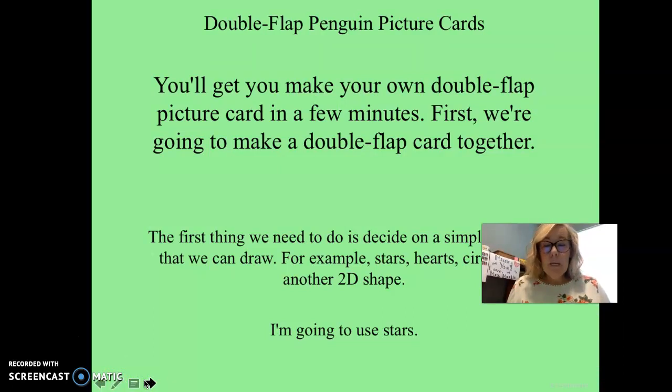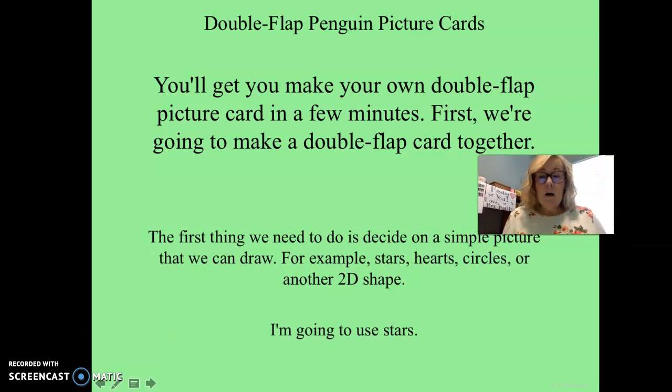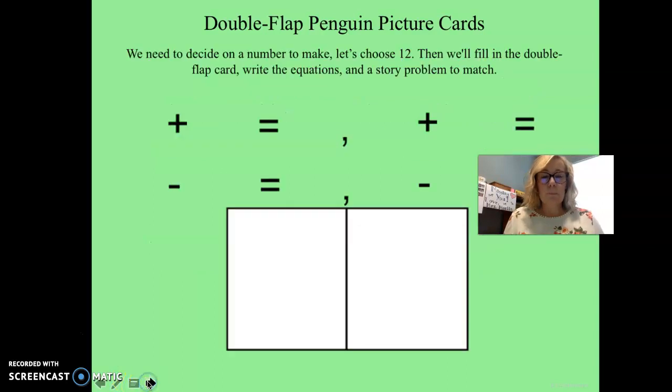Okay, you're going to make your own double flap picture card in a few minutes. First, we're going to make a double flap card together. The first thing we need to do is decide on a simple picture that we can draw. For example, stars, hearts, circles, or another 2D shape. I'll use stars. We need to decide on a number to make. Let's use 12. Then we'll fill in the double flap card, write the equations, and a story problem to match.